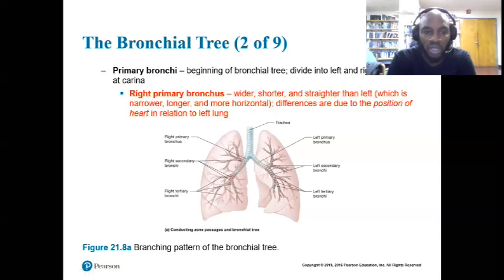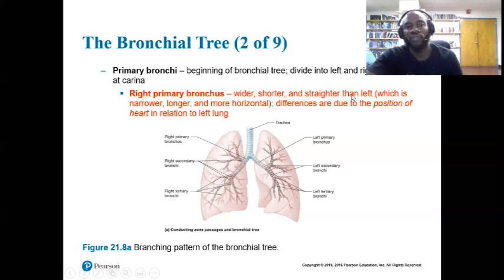Your primary bronchi, the beginning of the bronchial tree, divide into left and right branches. The right primary bronchus is a little bit wider, shorter, and straighter than the left, which is narrower, longer, and more horizontal. These differences are due to the position of the heart. So the heart causes a slightly different shape of the bronchus in the right and left lungs.